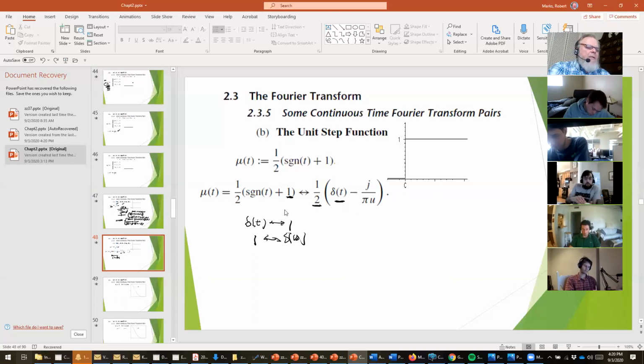Try that again. I didn't succeed very well, but that's a typo. That should be a u. Does that make sense? And so here we have the Fourier transform of a unit step.